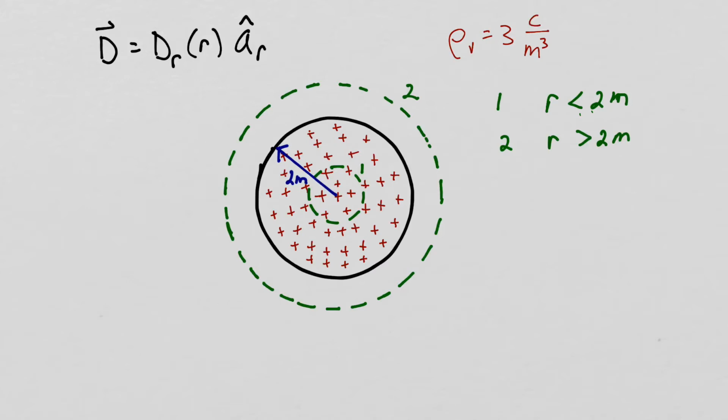You'll have to apply Gauss's law in two regions. The first region is when the radius of your Gaussian surface is less than 2 meters, and the other region is when the radius of the Gaussian surface is greater than 2 meters. When the radius of the Gaussian surface is less than 2 meters, it's always inside your charge distribution. When the radius of the Gaussian surface is greater than 2 meters, your charge distribution is always inside your Gaussian surface.